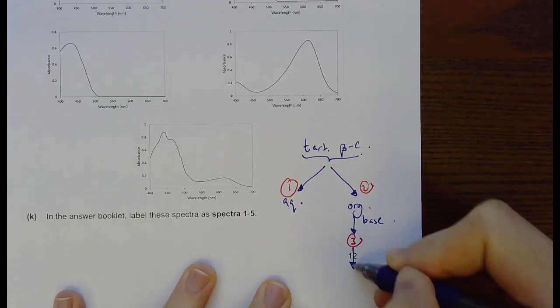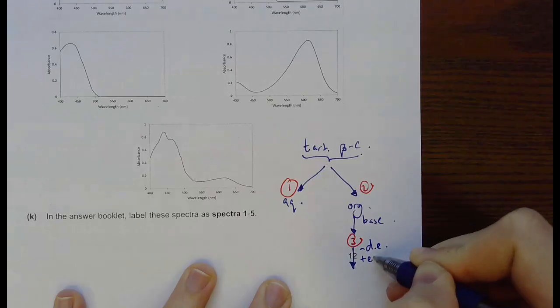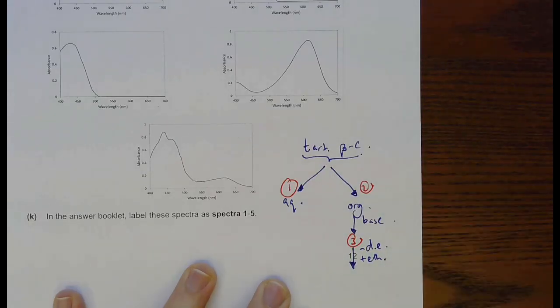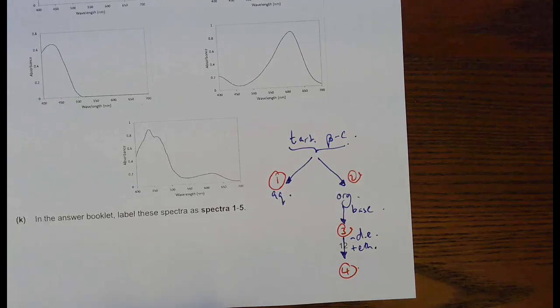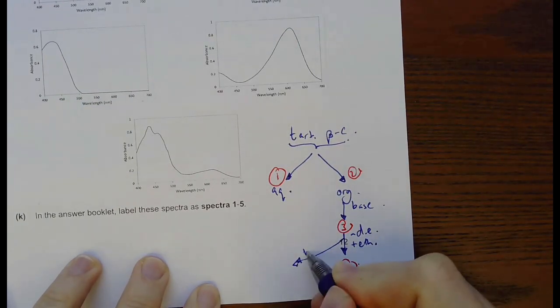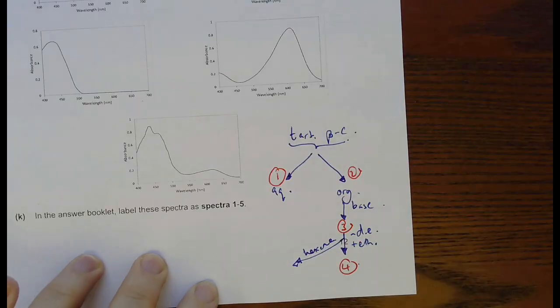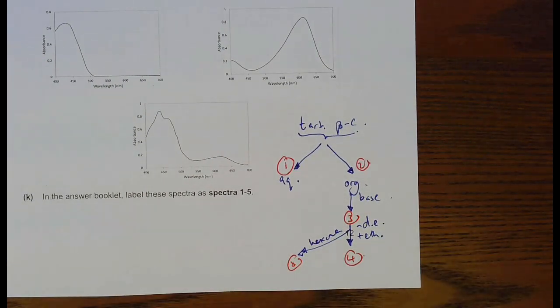So I'm going to go down here, and I'm going to remove the diethyl ether, and I'm going to add ethanol. And that's going to give me spectrum number 4. But anything that doesn't dissolve in the ethanol is going to be dissolved into hexane, and that's going to give me spectrum number 5.